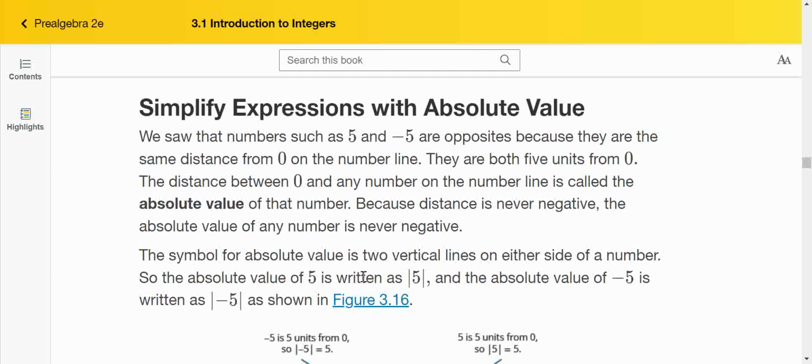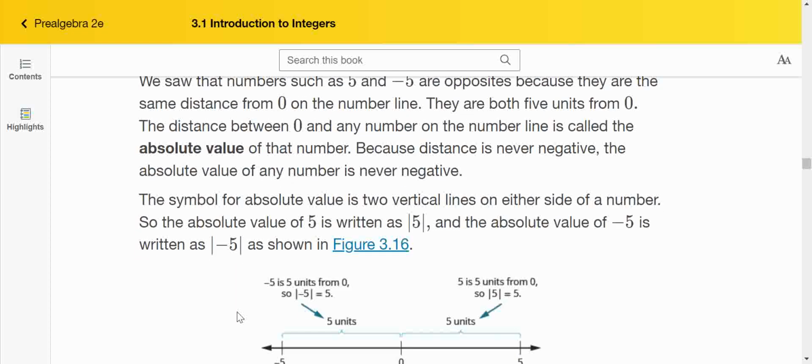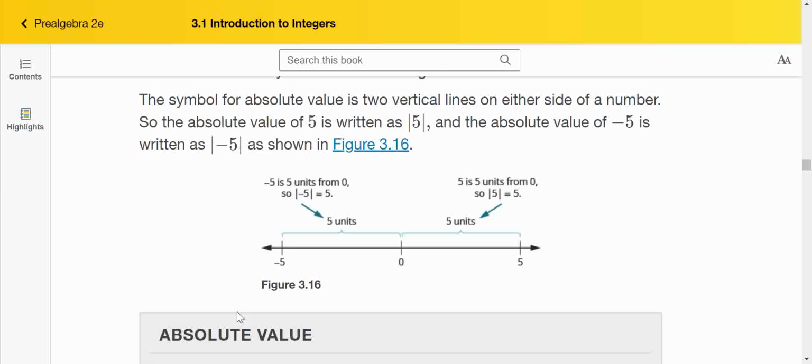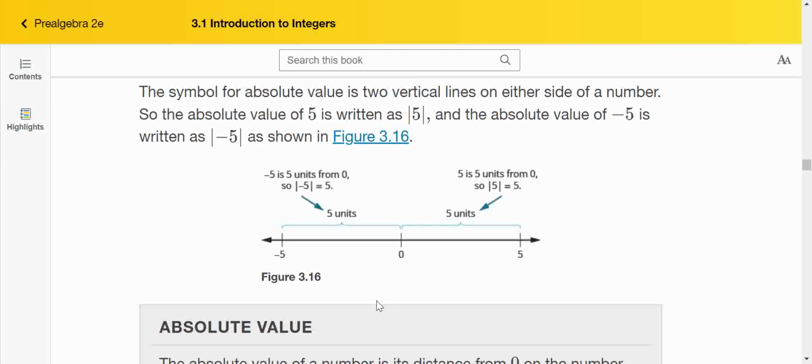The symbol for absolute value is two vertical lines on either side of a number. So the absolute value of 5 is written as absolute value of 5. And the absolute value of -5 is written as the absolute value of -5, as shown in figure 3.16. You'll notice in both of these, the distance to 0 is 5.